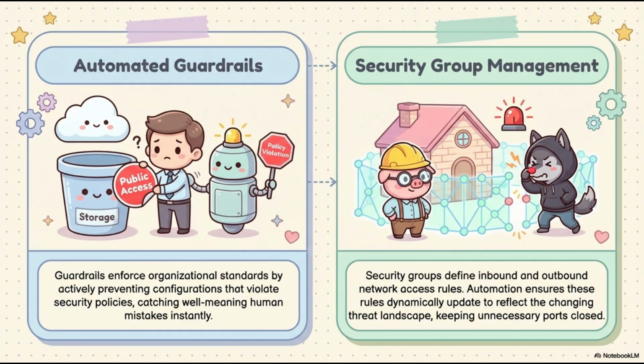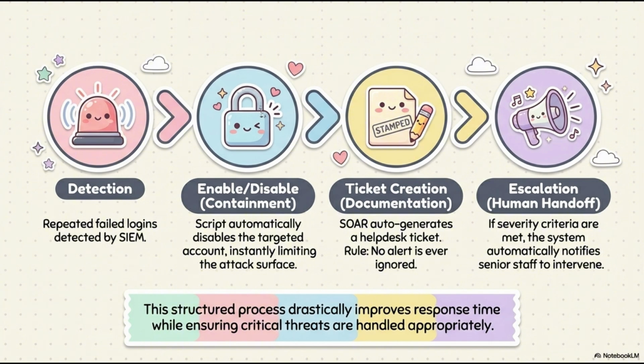Security group management is another use case. Security groups define network access rules that control inbound and outbound traffic to systems. Automation ensures that these rules are consistently applied and updated to reflect changes in the threat landscape. When the wolf tries to slip through an unnecessary open port, automated controls ensure that port is already closed and monitored.